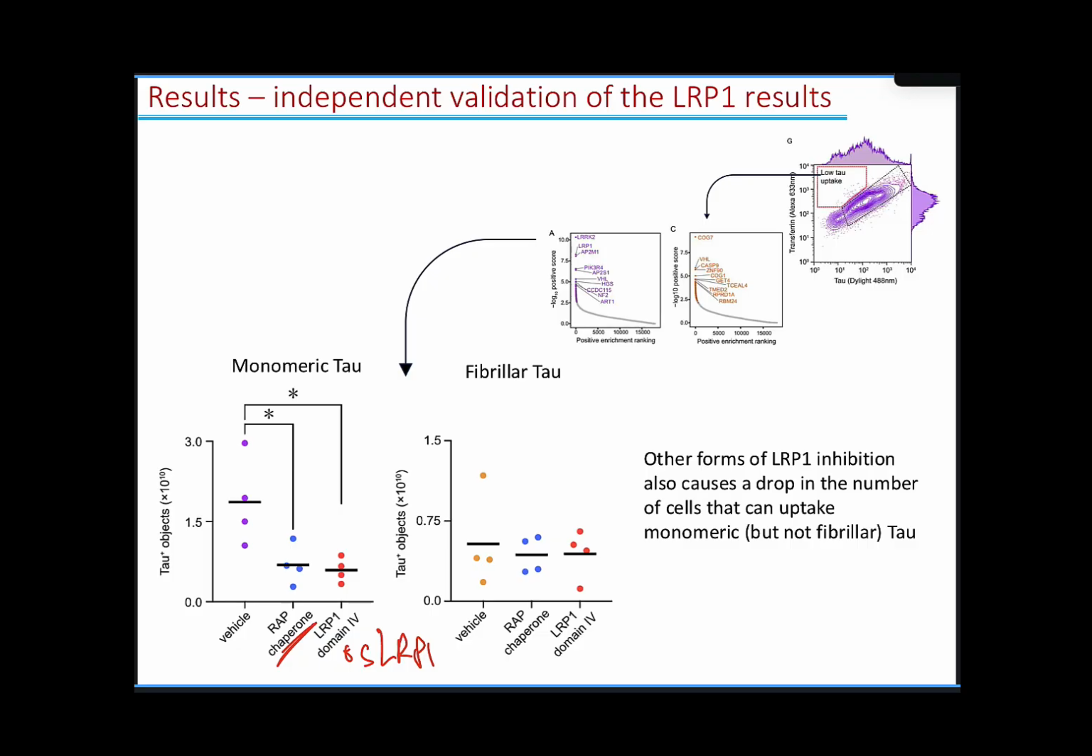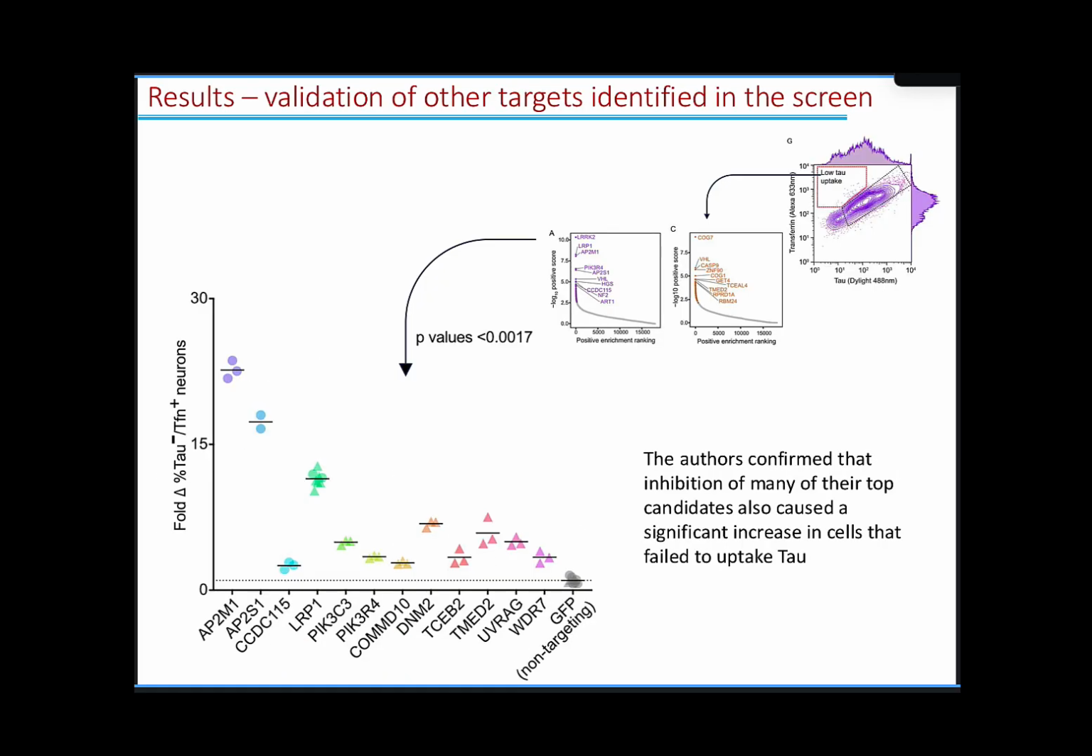So here the x-axis is tau positive objects inside of cells, and they see that the number of objects that have tau in them inside of cells drops significantly. Not so much when they look at fibrillar tau. For fibrillar tau, inhibiting the function of LRP1 made no difference. There was a reason why I was showing that really weird graph that was super wide with only one data point. I was masking all the other ones.